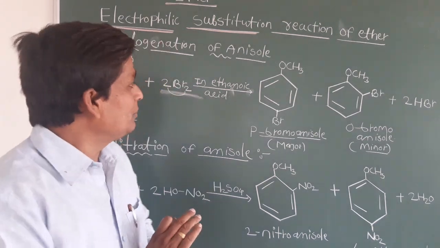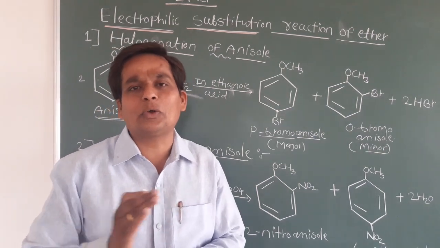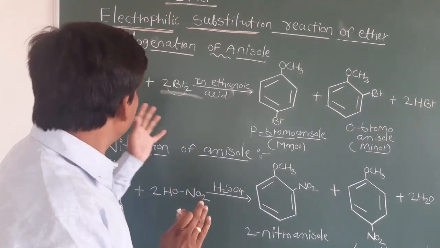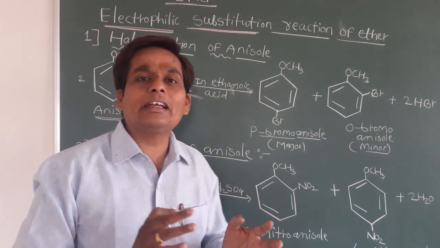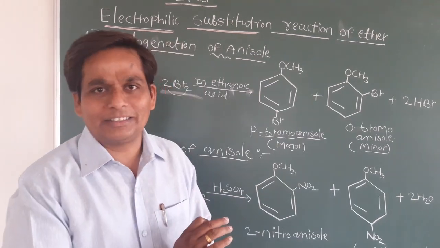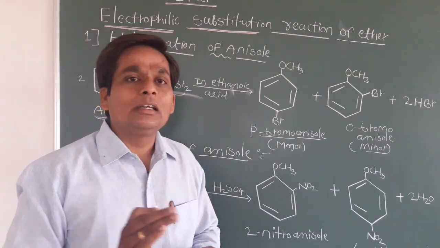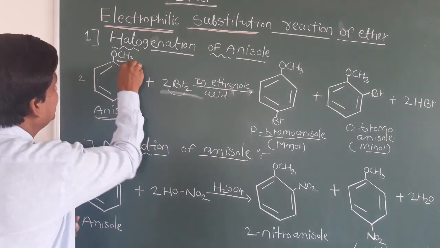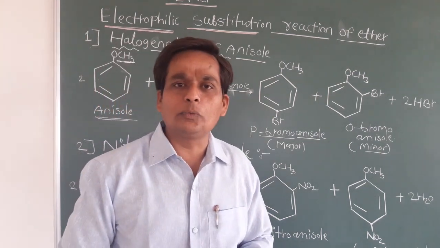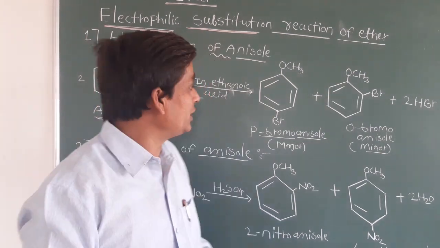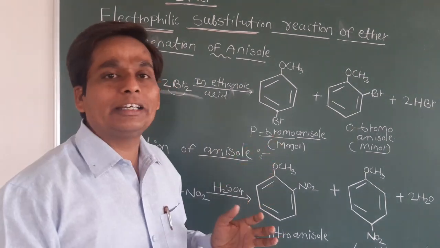Why? Because ortho and para are the more electron-rich centers. But in this reaction we'll get the para product as the major product. Why? Because the methoxy group, OCH3, is an activating group which can activate the benzene ring. So that's why the para product is the major product.